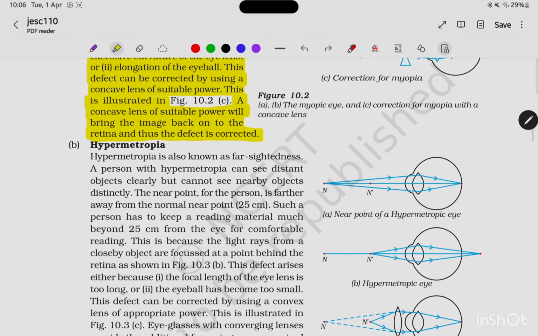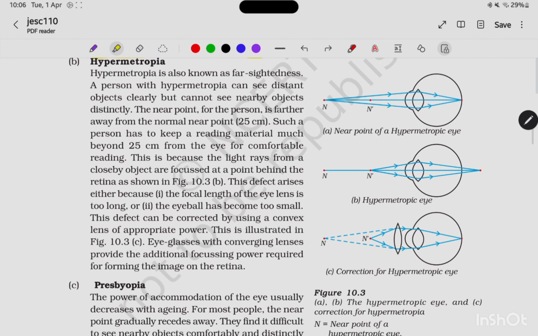Hypermetropia. Hypermetropia is also called farsightedness. A person with hypermetropia can see distant objects clearly but cannot see the nearby objects distinctively. The near point for the person is farthest away from the normal near point. Okay, let me read this again. The near point for the person is farthest away from the normal near point.